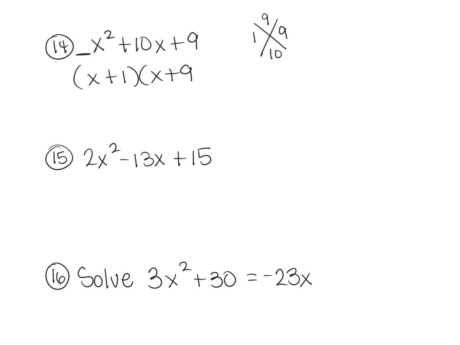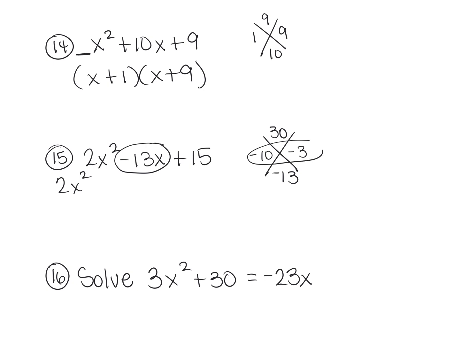Now, in the next one, we do have a front number that is not 1. Your leading coefficient is 2. So this one takes a little bit more time. All right, we do 2 times 15 gives me 30, and then it has to add up to be negative 13. So in order to achieve that, you're going to have a negative 10 and a negative 3. So I do 2x squared, and then what I'm doing is substituting this with these two factors. So I have negative 10x minus 3x, and then you keep the last one, plus 15.